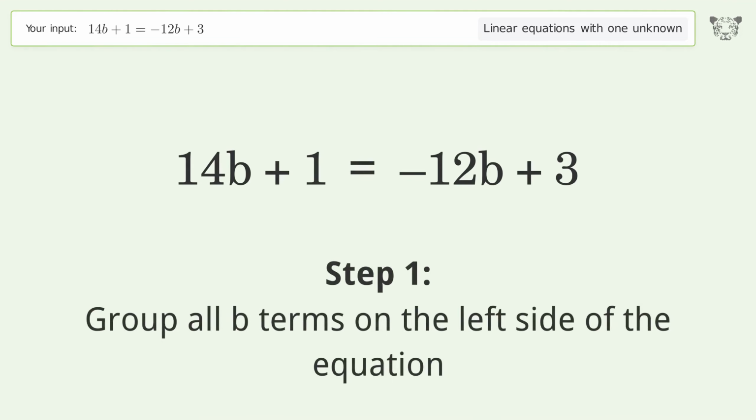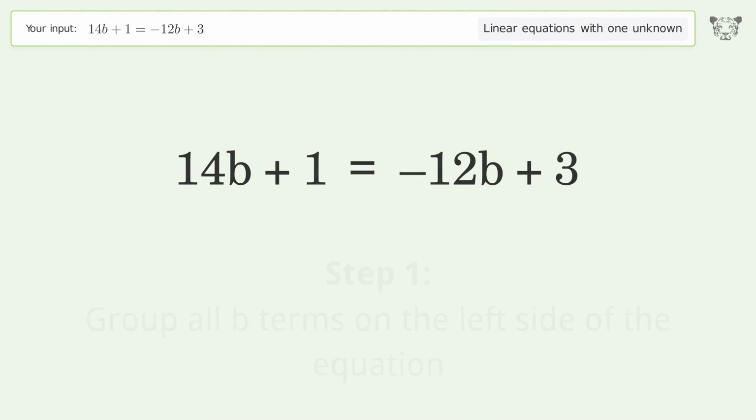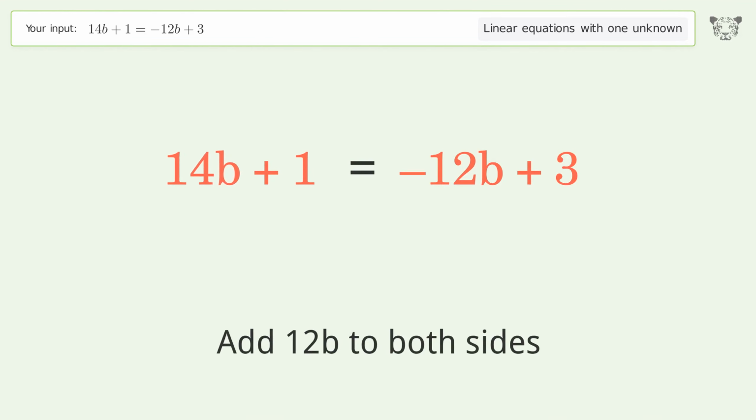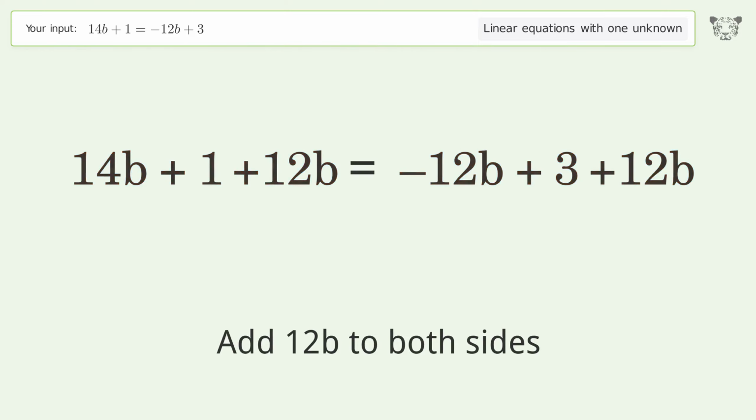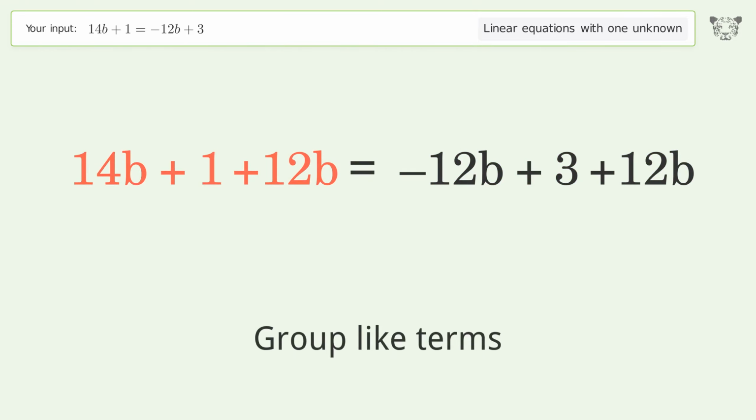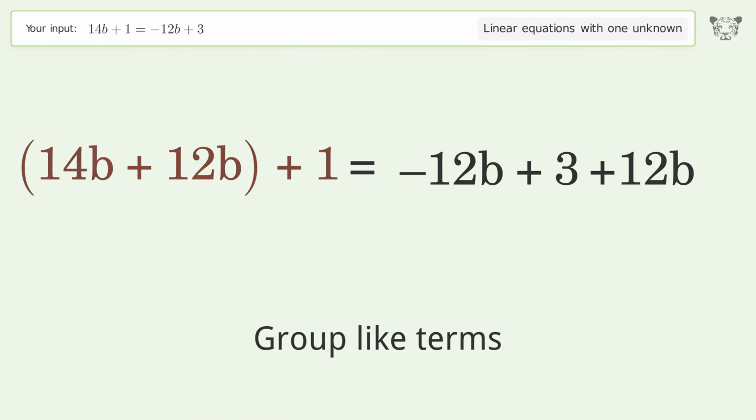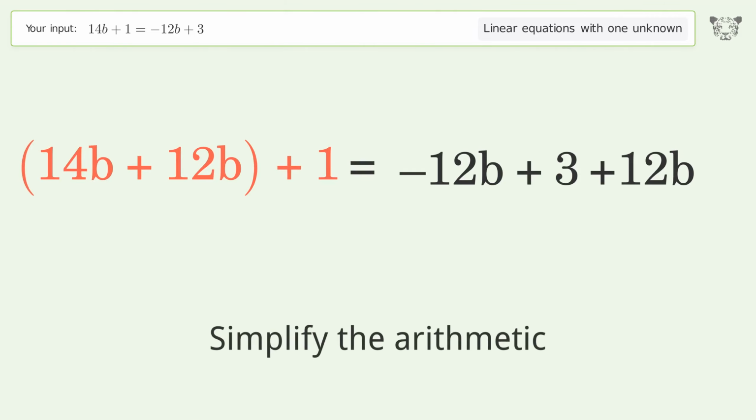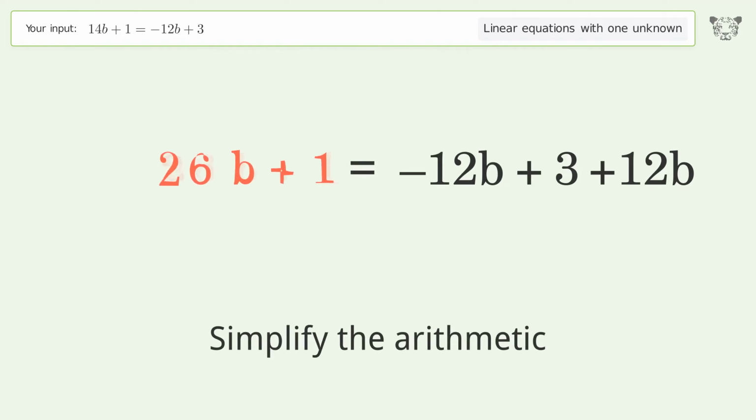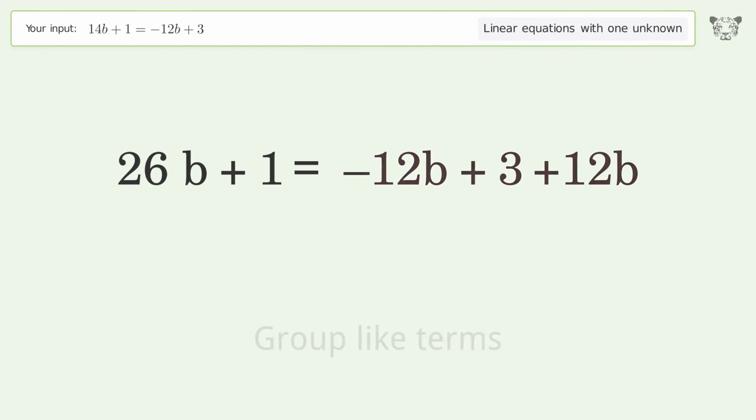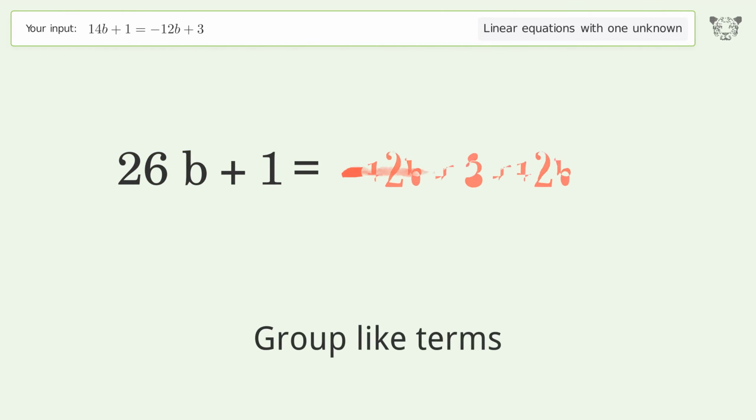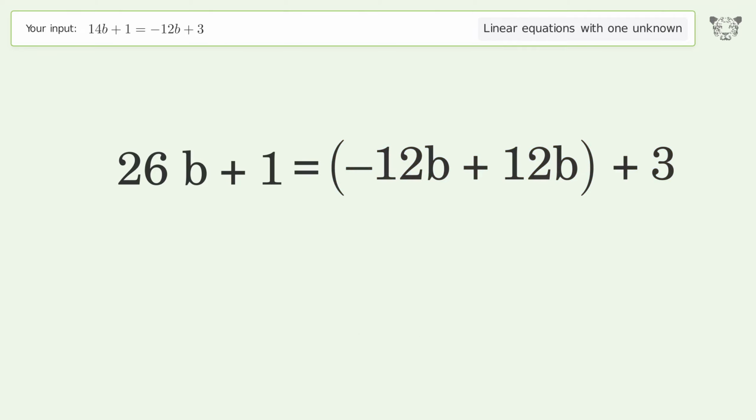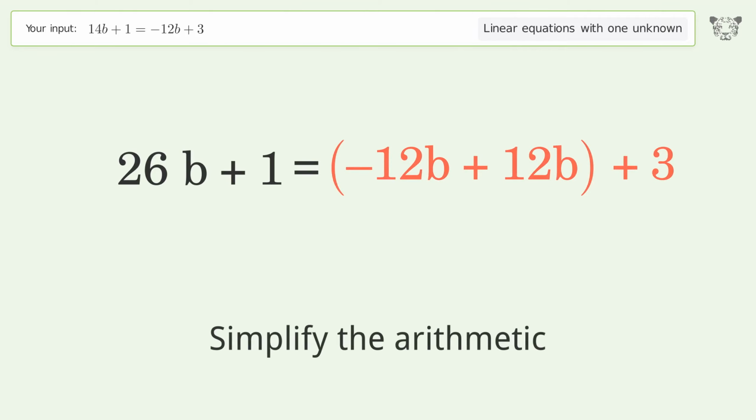Group all b terms on the left side of the equation. Add 12b to both sides. Group like terms. Simplify the arithmetic. Group like terms. Simplify the arithmetic.